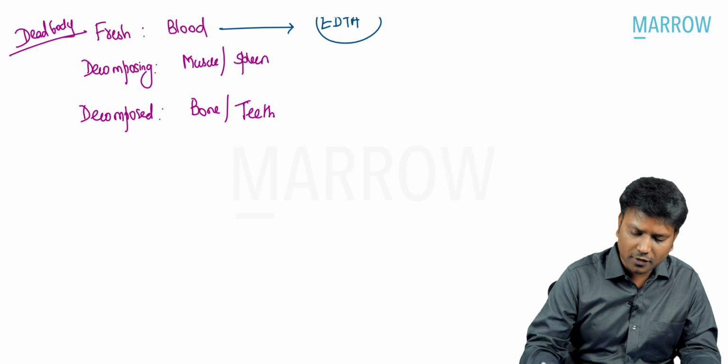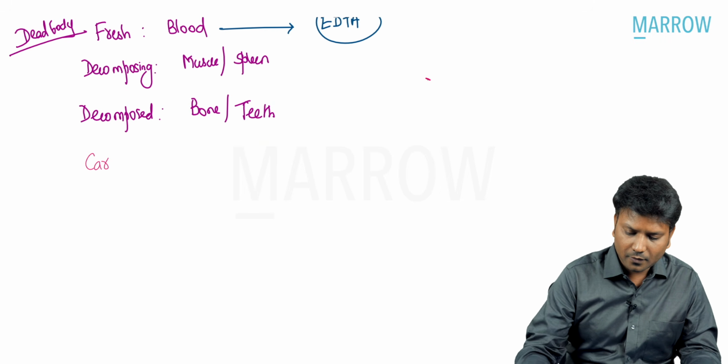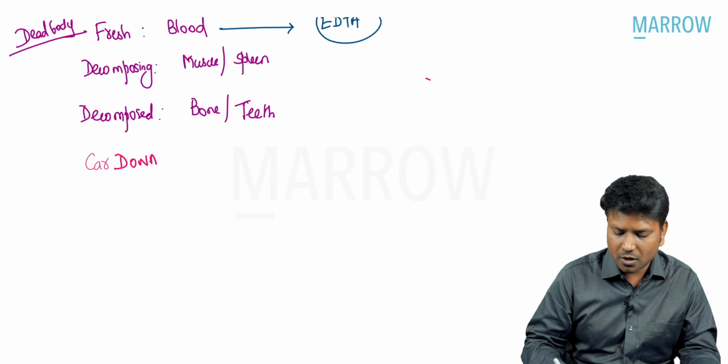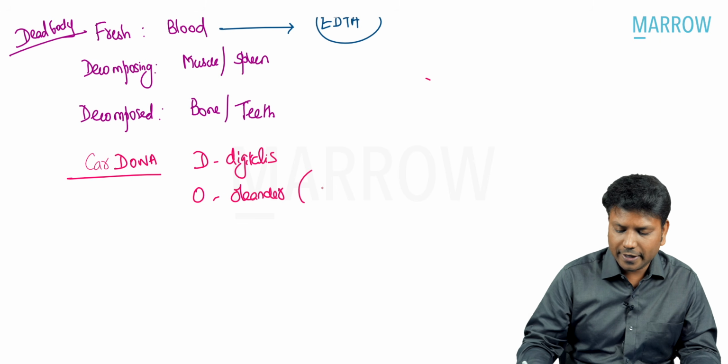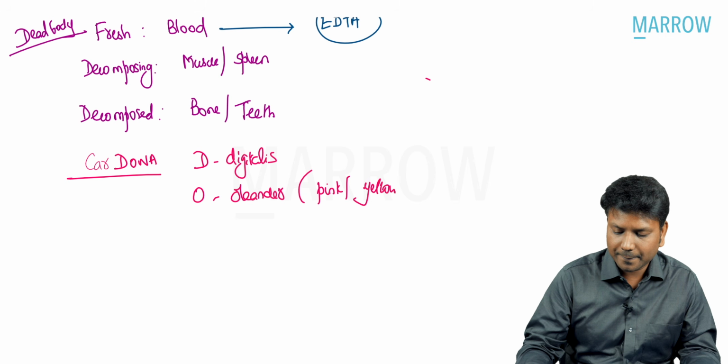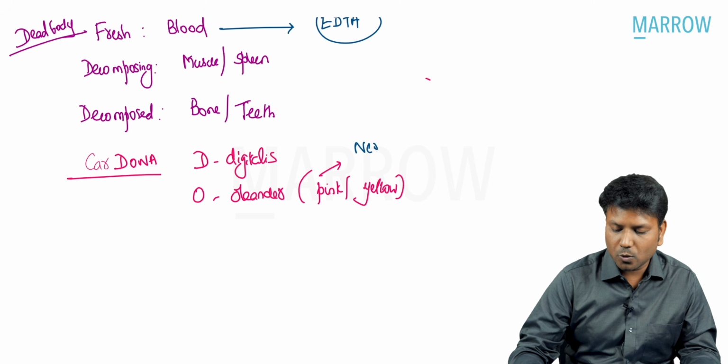We have the mnemonic called CARDONA. D for digitalis. O for oleander. When I tell you oleander, this can be a pink oleander. This can also be a yellow oleander. Remember, pink oleander is called Nerium odorum.